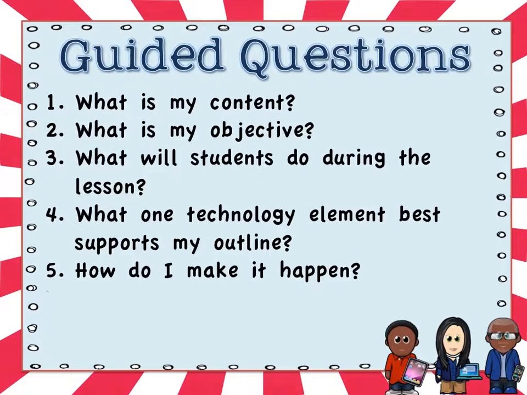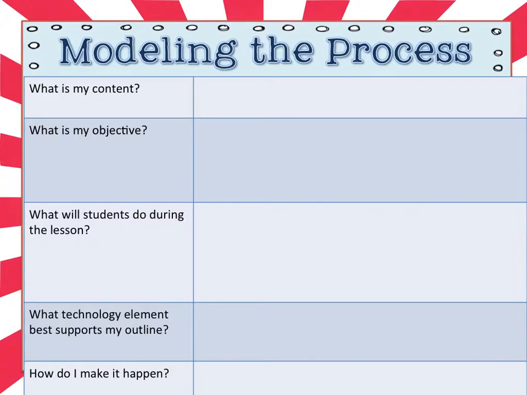In looking at how do I make it happen, you're looking at what do I have to do in order to implement this technology in a manner that avoids edutainment and allows for academic growth. What I've done here is simply created a chart with my questions on one side and the process that I go through on the other.